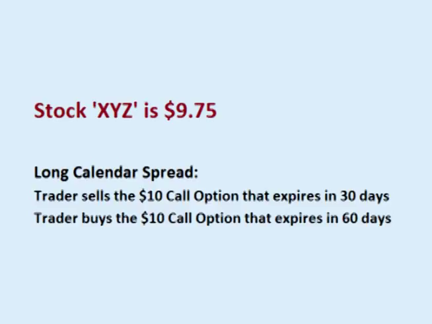For example, if stock XYZ is selling for $9.75, a trader might sell the $10 call option that expires in 1 month and at the same time buy the $10 call option that expires in 2 months.